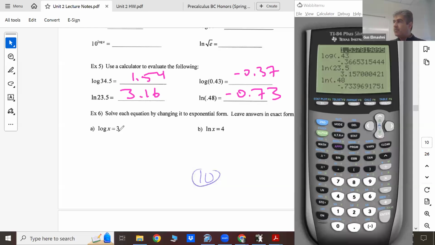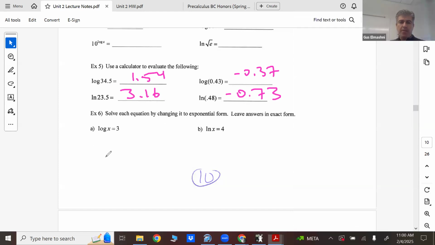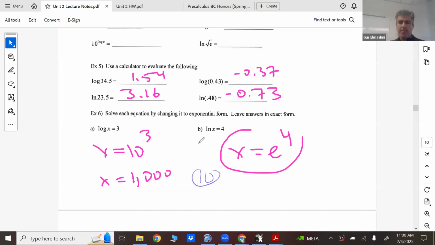Alpha zoom. Sorry, alpha window. Yep, option 5. Or hit the math button and go down to, I think, option A. Yep, there you go. This here is going to be x equals 10 cubed. X is 1,000. Here, x equals e to the 4. And you can leave it like that, because e itself is an irrational number, so we don't have to approximate it. Just leave it like that.